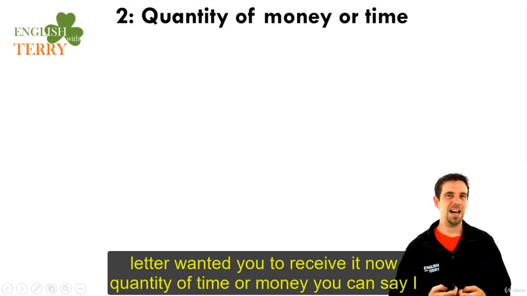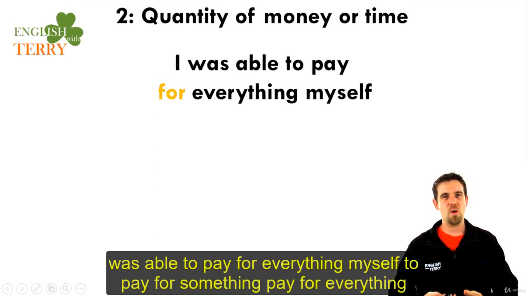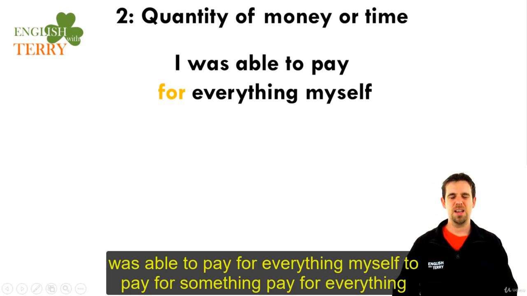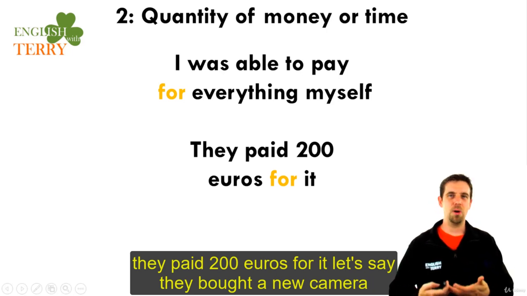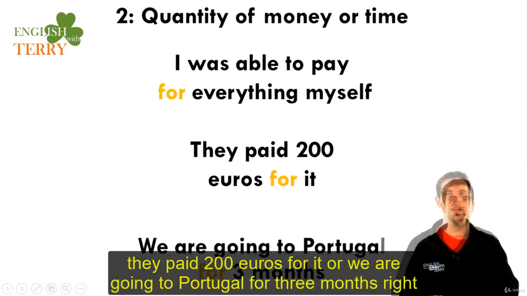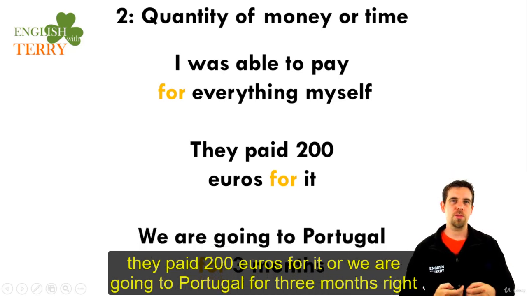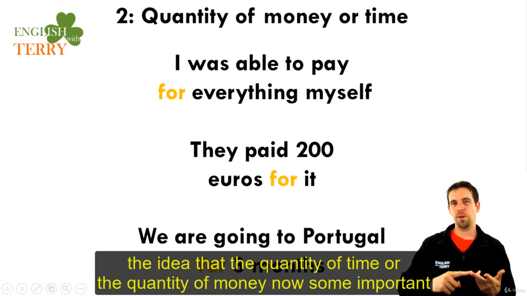Now, quantity of time or money. You can say, I was able to pay for everything myself. So pay for something, pay for everything. They paid 200 euros for it. Let's say they bought a new camera. They paid 200 euros for it. Or we're going to Portugal for 3 months, right? The idea that the quantity of time or the quantity of money.